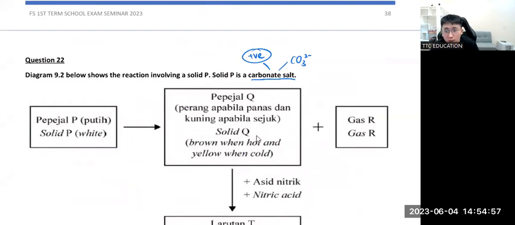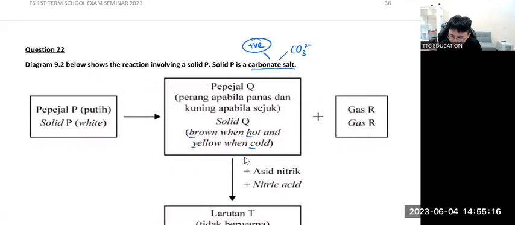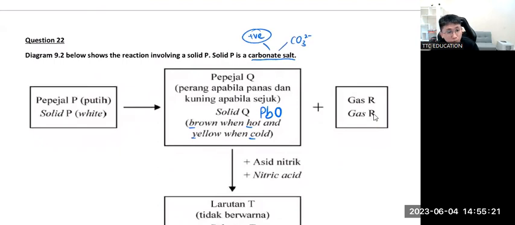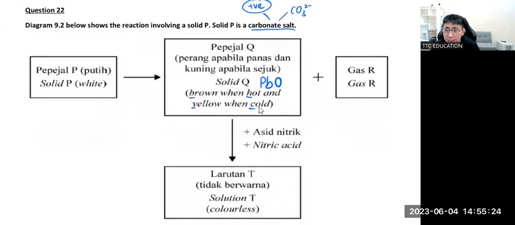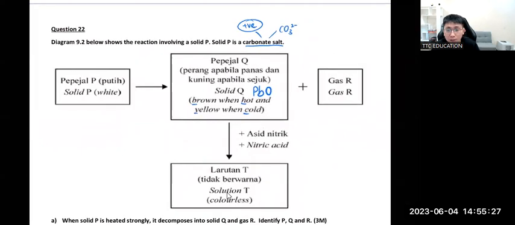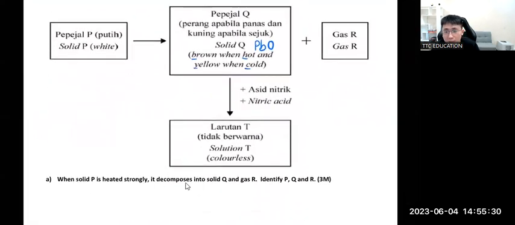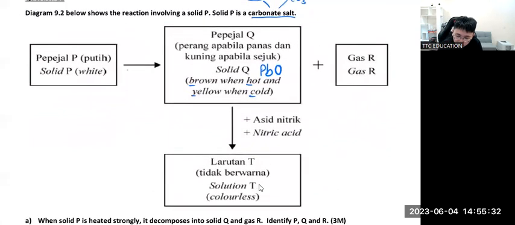Then they say P is a white solid, a carbonate. After that it turns into solid Q, and solid Q is brown when hot, yellow when cold. So what is brown when hot, yellow when cold? It's your PbO. And for gas R, no information. Then plus acid, you get a colorless solution. Now they say when P is heated strongly, it decomposes into Q and R. It means this is a thermal decomposition.